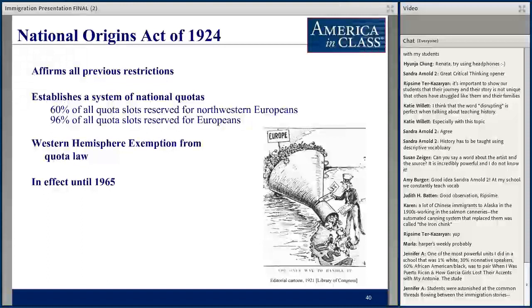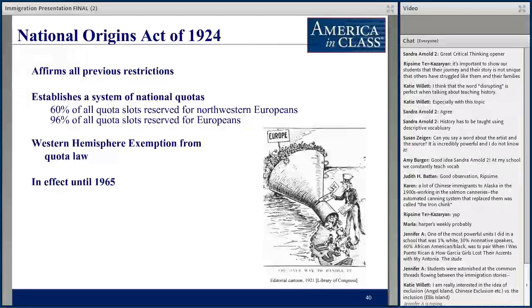And there's one singular exception to this, and that is that for immigrants in the Western Hemisphere, there's no numerical limit to the number of them that enter the country every year. Where that exemption comes from is largely employers in the American West who have become very dependent upon Mexican workers.